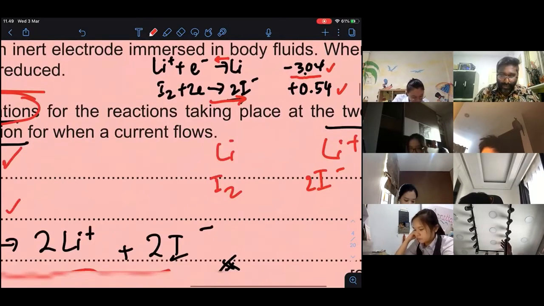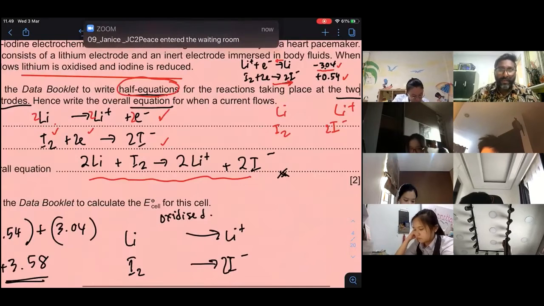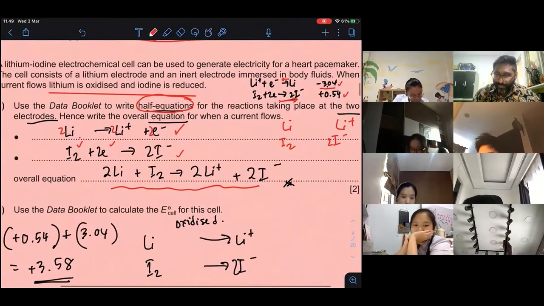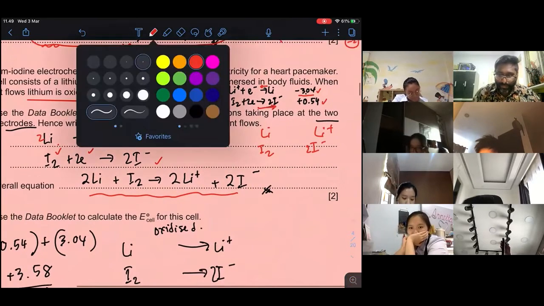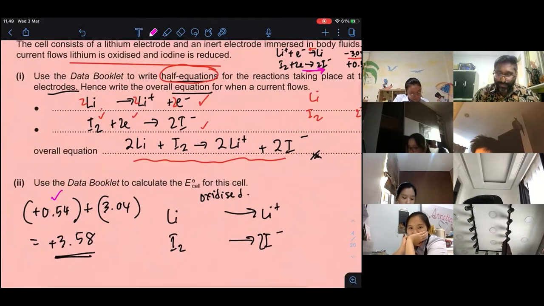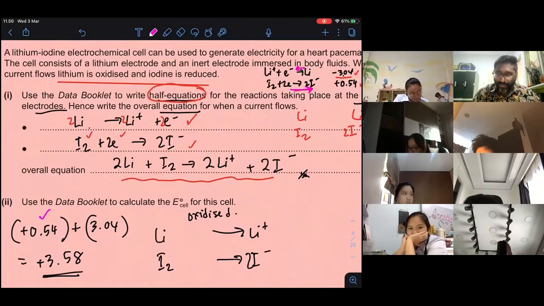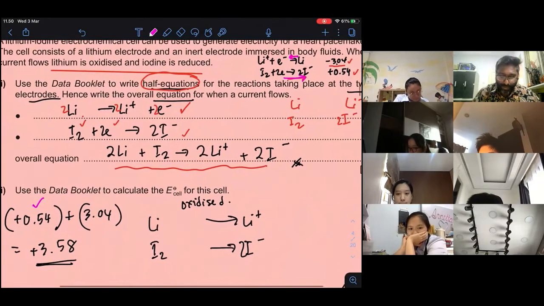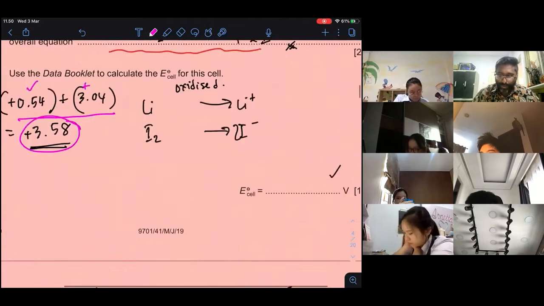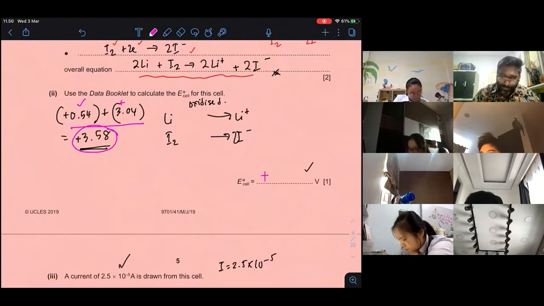So when they ask you to calculate the E cell, I will calculate the E cell using this method, because this is moving forward. Since this one is moving forward, it is positive 0.54. This one is going to move backwards, so it's going to be plus 3.04. When I add this, I'm going to get 3.58. So when you write down, make sure you write positive 3.58.